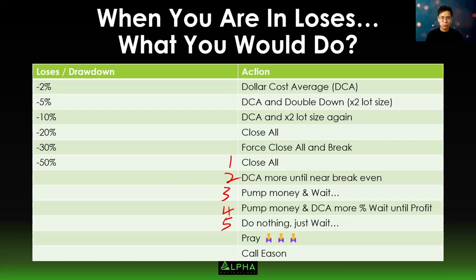Number 5, don't do anything, just wait. The market will be alright. Number 6, pray. All things will go right. My God will save me. He will trade for me. Or number 7, call Ethan. From 1 to 7, which action would you do when you are in 50% drawdown and even further? Alright, type into the chat box.